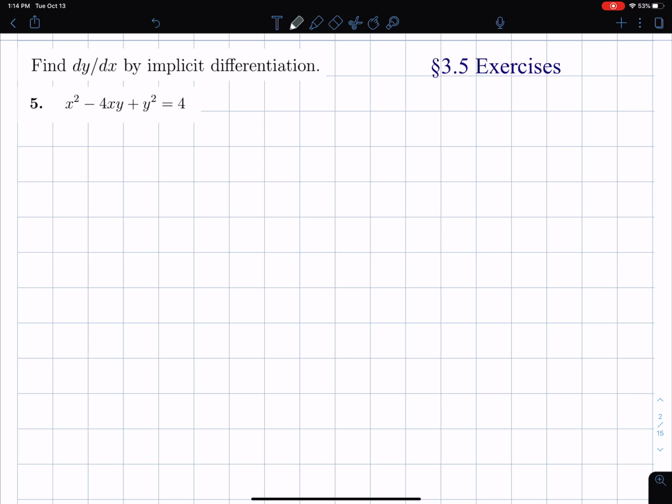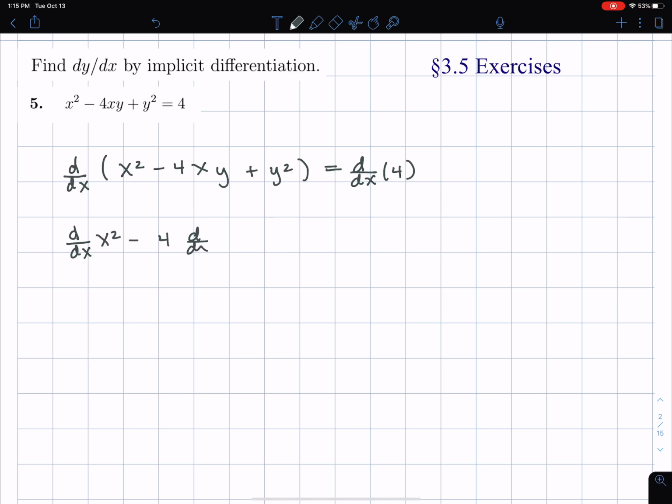In this problem, we find dy dx by implicit differentiation. And so the way we do this is we copy down the problem. And what we're going to do is apply the derivative operator, d/dx, to both sides of this equation. Now, I'm going to go ahead and find the derivative of x squared, and then the derivative of each of these terms, xy, and then y squared.